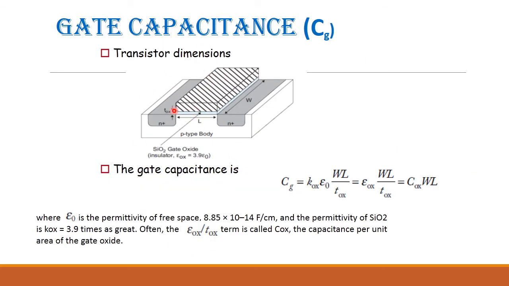Now transistor dimensions. This is the length of the channel, indicated by capital L. Then width is indicated by capital W. Then oxide thickness is indicated as Tox. Therefore the gate capacitance is given by Cg equal to Cox into W into L. Cox is nothing but epsilon ox divided by Tox.